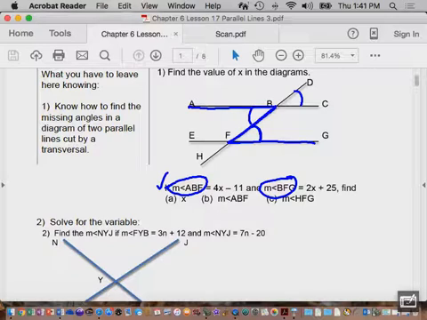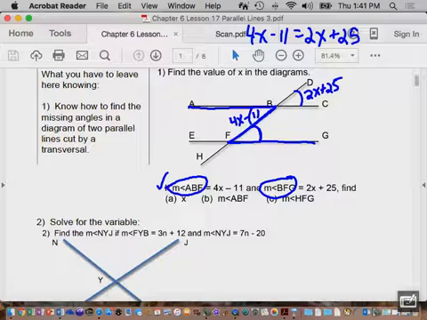So once the kids figured out that's what it was asking about, then they knew that this guy, 4x minus 11, had to equal this guy, 2x plus 25, and now it was like what they were already great at. So back then, the testing taught me as a teacher that my kids were suffering because there was something I wasn't doing correctly as a teacher. I was assuming they understood something that they didn't understand.